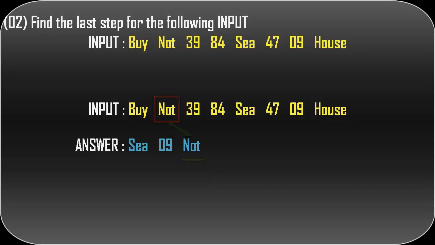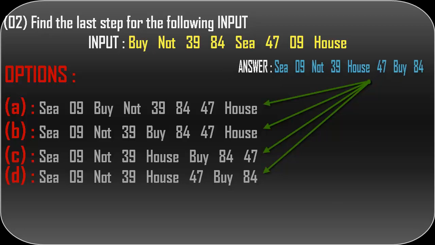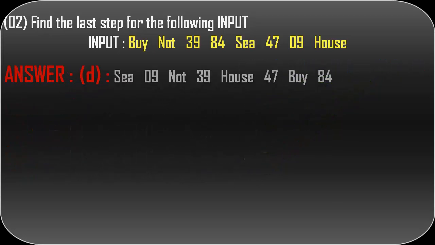The fourth spot will be the next lowest number from the available numbers from input, that is 39. In the same manner, the other elements will be arranged according to the pattern, like this. So this is the last step. Compare it with our options and you'll find D is the correct answer.